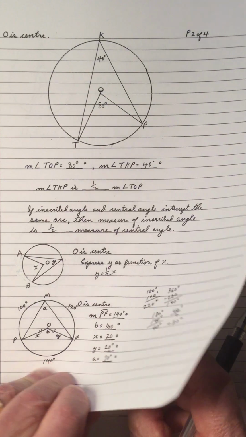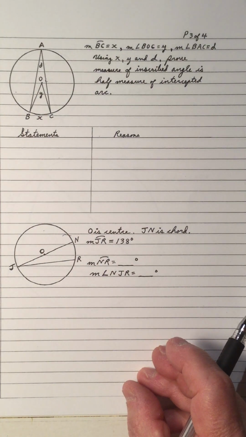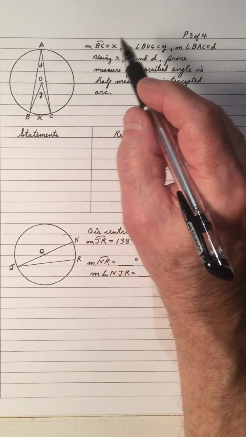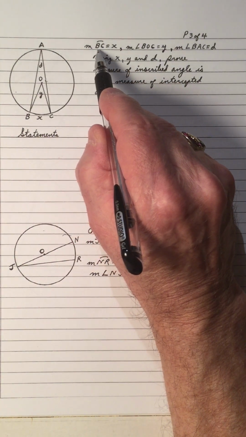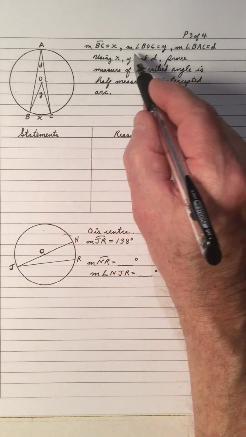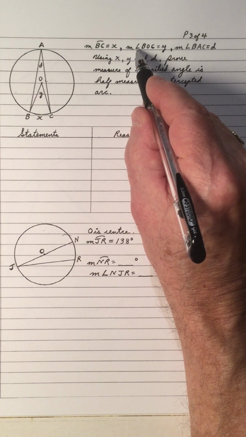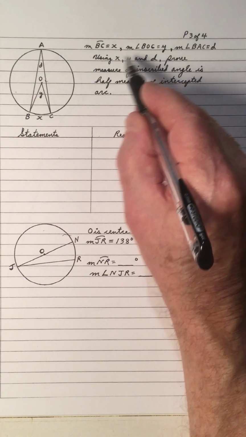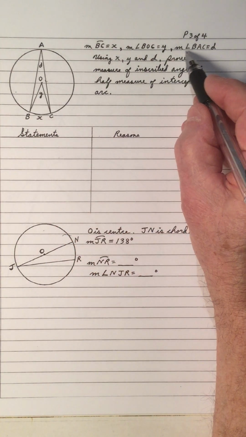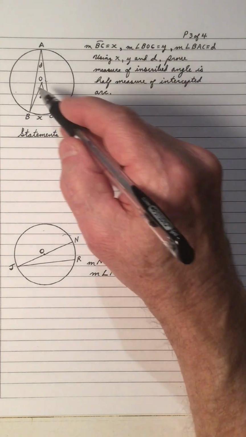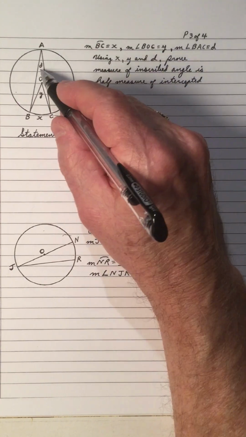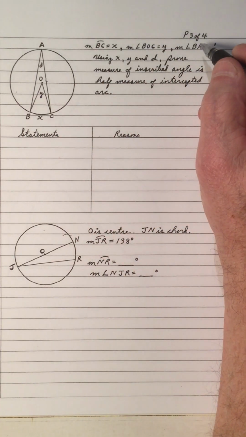So let's continue with some more problems. Again, the more problems we do, hopefully the more we'll understand. Here I have a diagram drawn, and the arc BC I have labeled as X. The angle BOC I have labeled as Y, and the angle BAC I labeled as D. I did that with these letters so we wouldn't have so much writing to do.